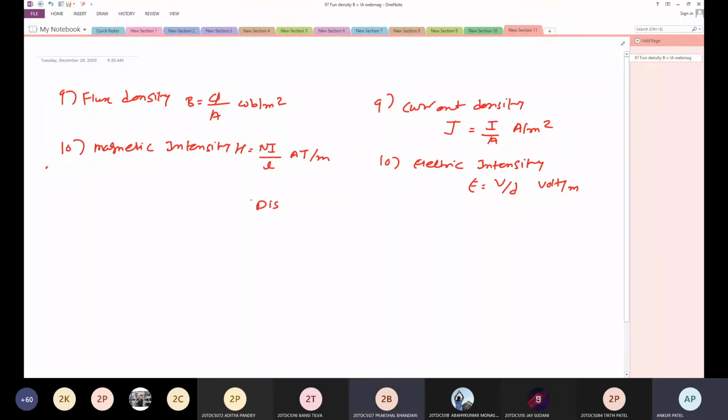In these similarities, first dissimilarity is: for magnetic circuit, the magnetic flux does not flow but is set up in the magnetic circuit. First one is magnetic flux does not flow but it is set up in magnetic circuit.